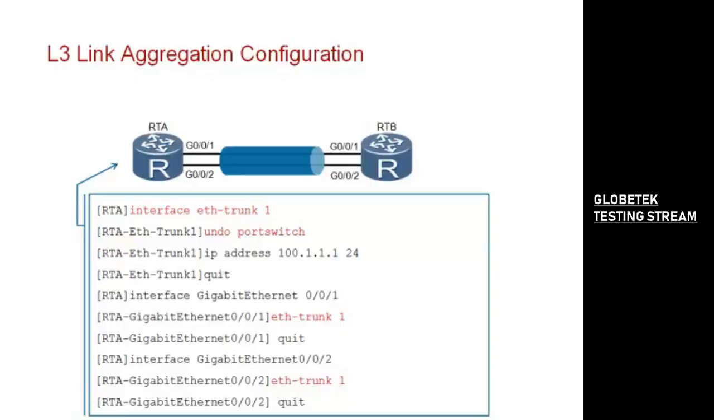This is set using the undo port switch command, followed by which an IP address can be configured for the logical route port, which in this instance has been assigned as 100.1.1.1/24 on RTA. In this manner, the aggregated link will continue to function as a common link with increased bandwidth and support redundancy. As with the Layer 2 Ethernet trunk, the relevant physical interfaces must be associated with the logical trunk.